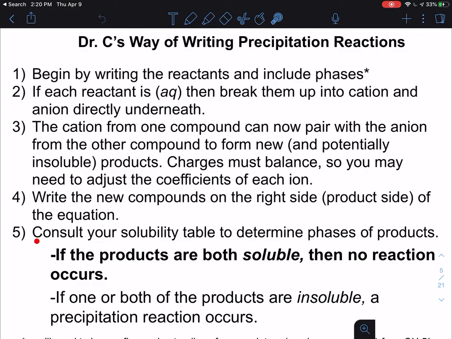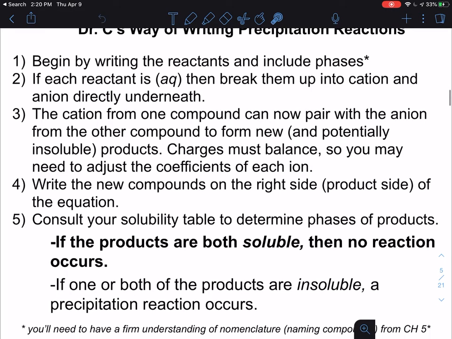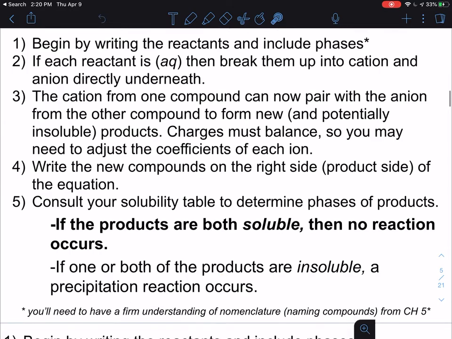And then finally, once you have a balanced chemical equation with all appropriate reactants and products, you're going to consult your solubility table to determine the phases. If the products are both soluble, then no reaction occurs. If one or both of the products are insoluble, a precipitation reaction occurs.